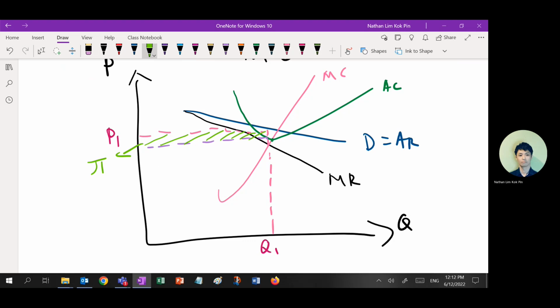Right? Makes sense or not? Which part do you all feel very confusing? You want me to repeat one more time? Which part?